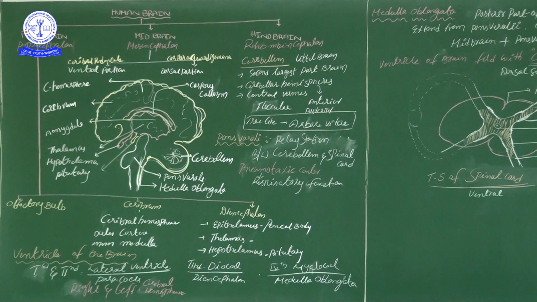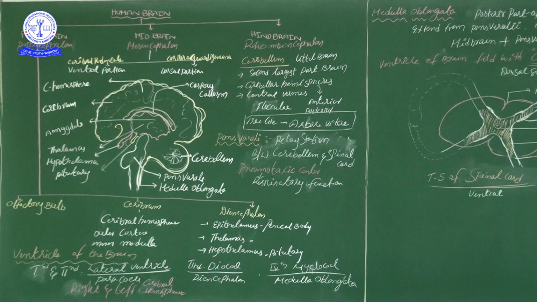Okay, then next one, hindbrain. The hindbrain is also called rhombencephalon. Rhombencephalon. This hindbrain is again divided into the cerebellum, pons Varolii, and medulla oblongata. Here in the next column I will explain. These are the three parts: cerebellum, pons Varolii and medulla oblongata.